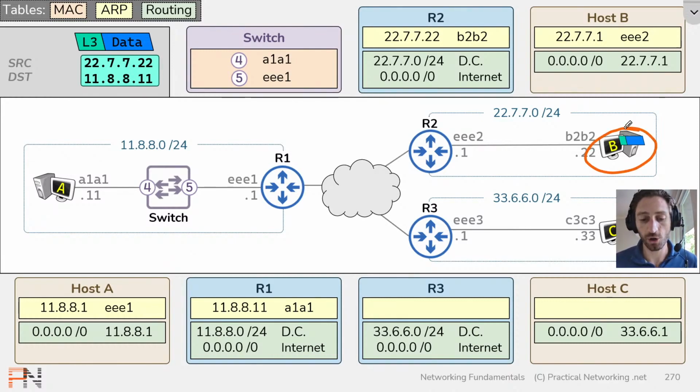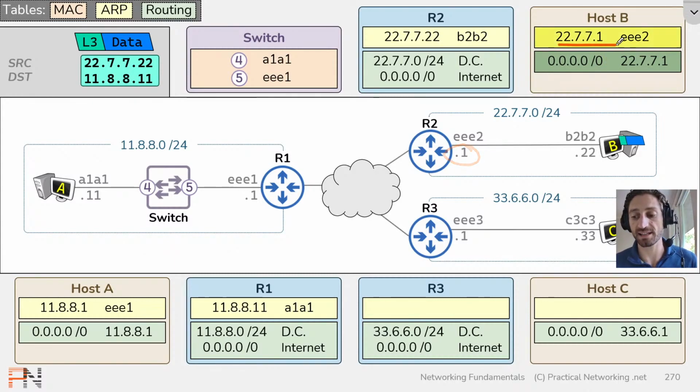So again, host B will throw a layer 3 header onto that packet. That layer 3 header includes the source address of host B, which is 22.7.7.22, and a destination IP address of host A, which is 11.8.8.11. Host B will determine that that destination is on a foreign network, so that packet needs to be delivered to the IP address 22.7.7.1. That's router 2's IP address.